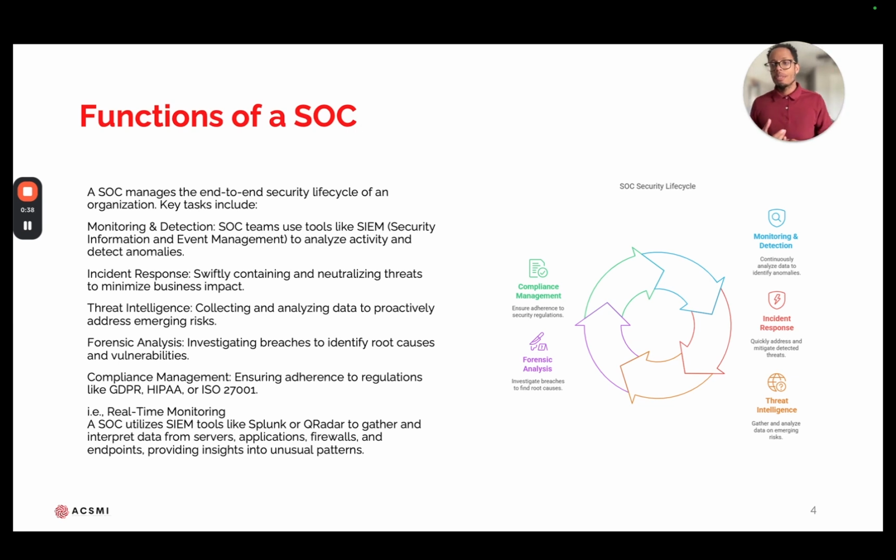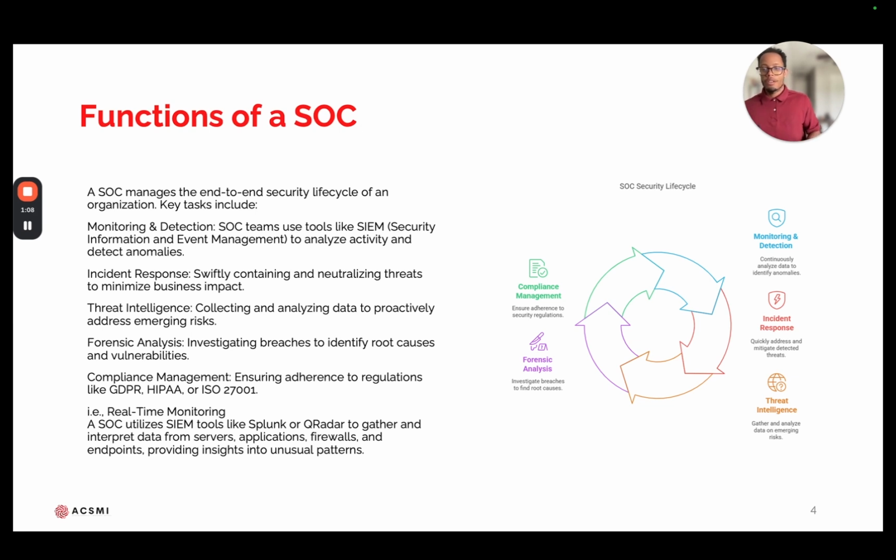Now, the functions of a SOC. As it stands, a SOC will have multiple functions. On one end, you are monitoring and detecting. A SOC team will use a SIEM. They sometimes may use SOAR as well, but usually a tool such as Splunk will do the job. And then you have responding to the actual incidents as well.